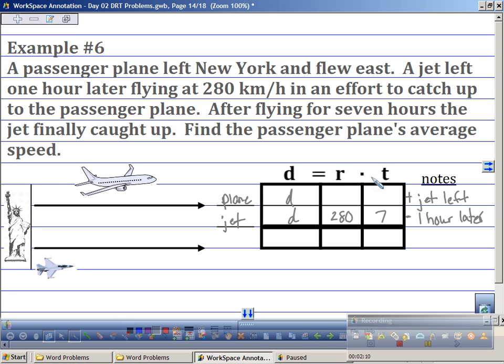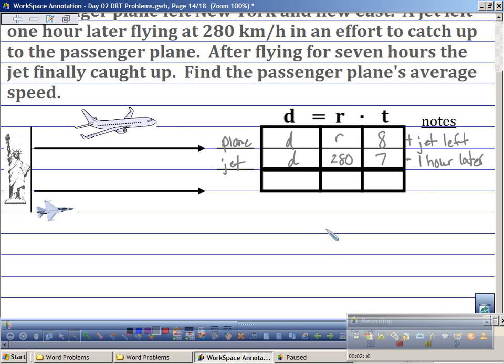So if the jet flew 7 hours, how long did the plane fly? 8. Look at this. 8. See that? The plane flew 1 hour longer. We just don't know how fast it flew. It says find the passenger plane's average speed. Let's find its speed if we knew it flew for an hour later, because it's going slower, right?